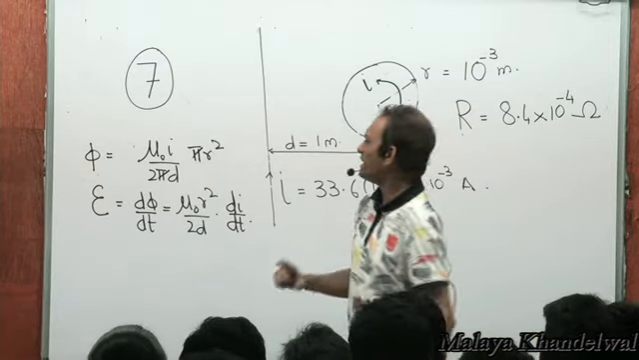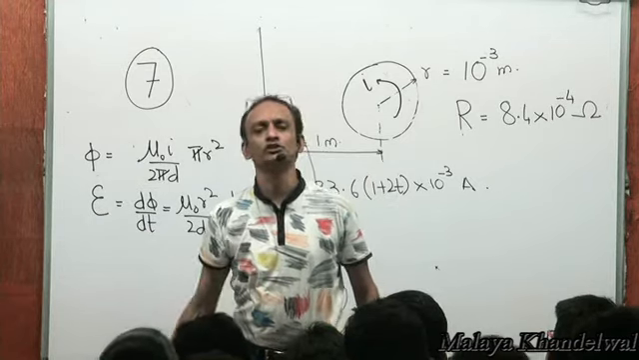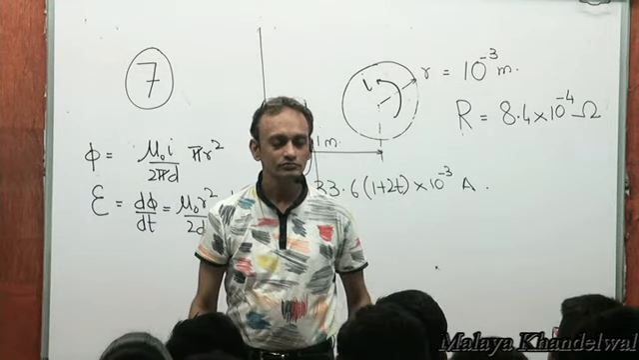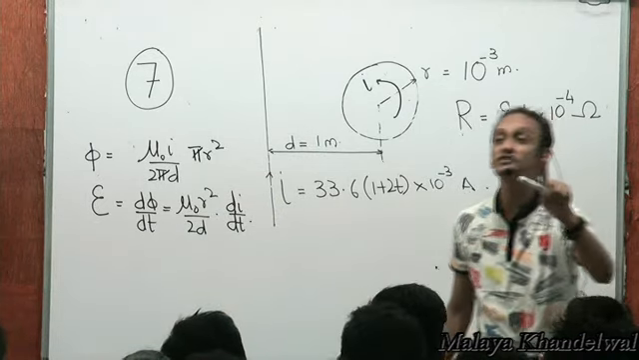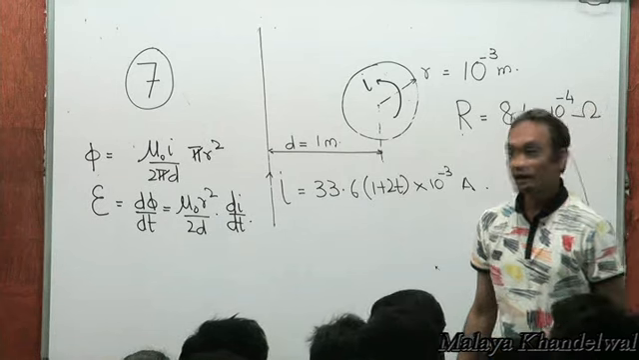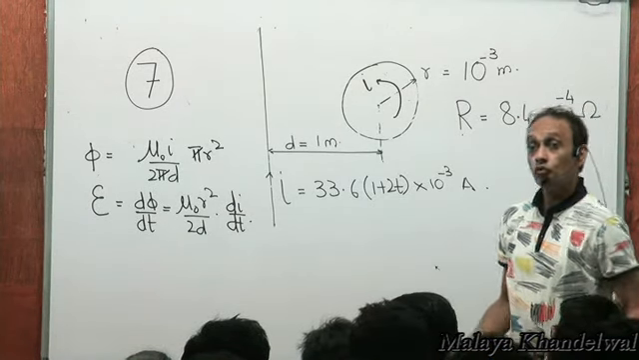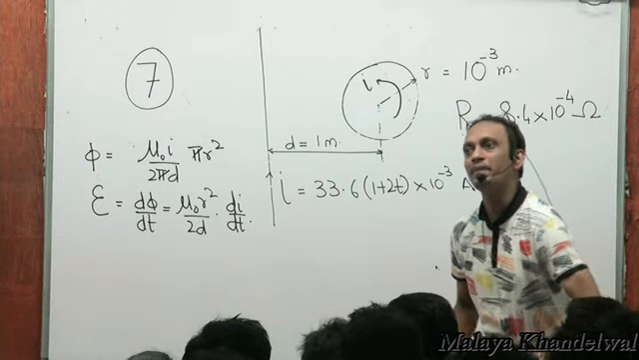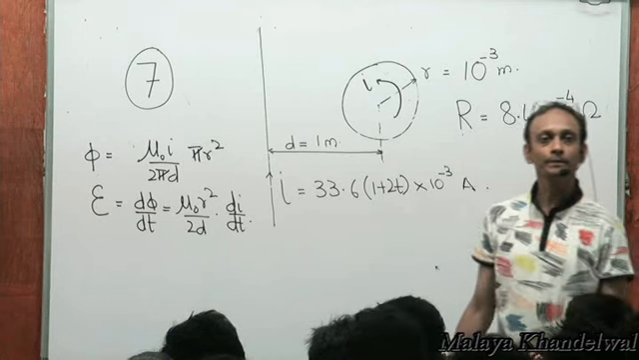Now tell me, if I had written epsilon is minus d phi dt, how would that give you the direction of the induced EMF? Will never. I told you at the very onset that minus sign is piece of crap. Right? It will not give you the direction. You will have to obtain the direction from independent considerations. Direction of the induced EMF. Got me?